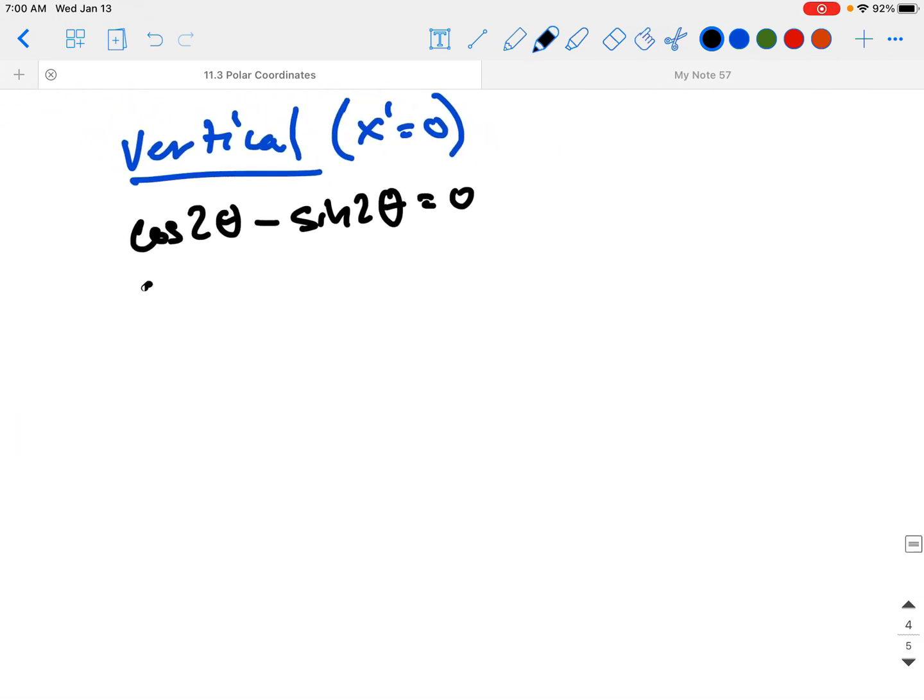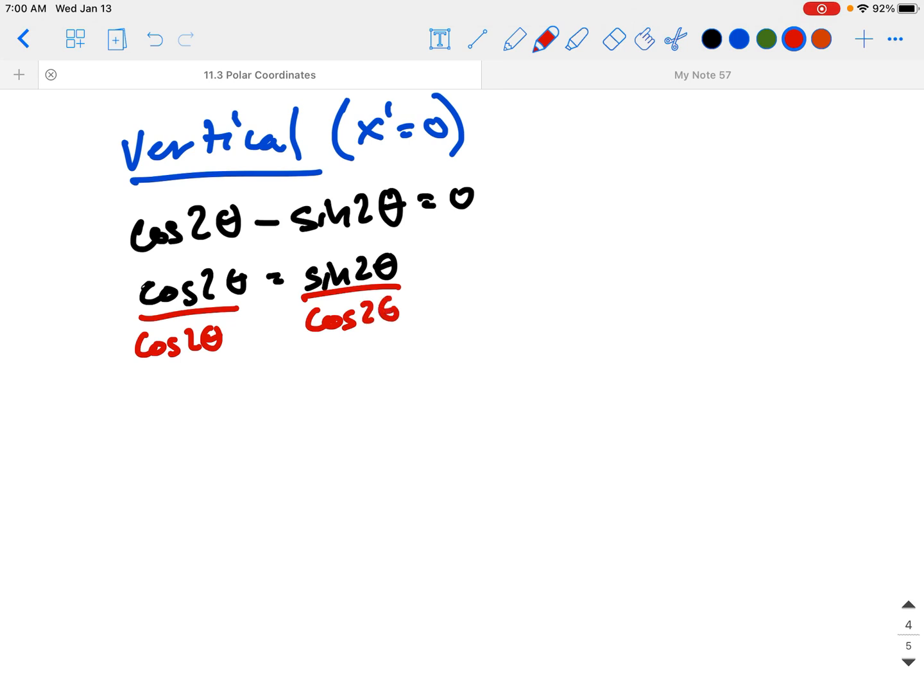All right, so for the vertical case, we'll do the same thing. So we'll get cosine 2 theta equals sine 2 theta. If we add sine to the right-hand side, then again we'll divide by cosine 2 theta. And then we can rearrange this as tan 2 theta is equal to now positive 1, and then we can take arctan of both sides.